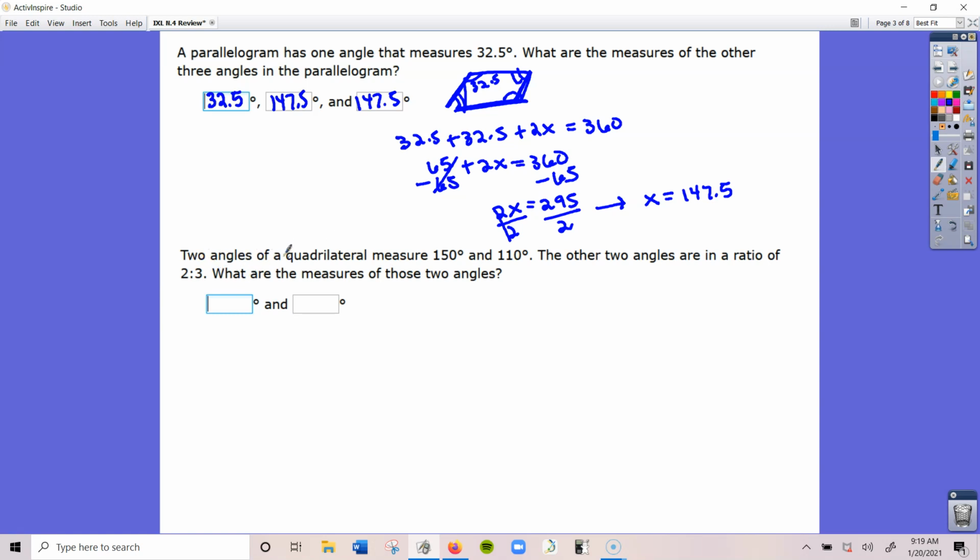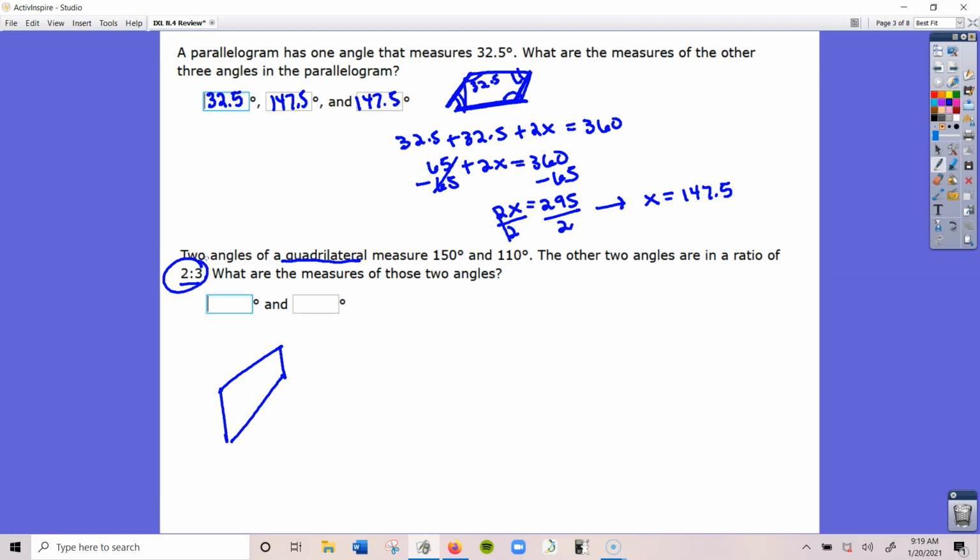This next one, 2 angles of a quadrilateral measure 150 and 110. The other 2 angles are in a ratio of 2 to 3. What are the measures of those 2 angles? Now here it doesn't tell us a parallelogram, it says a quadrilateral. So all of these angles could be different because it could be like a weird looking shape. It doesn't necessarily have to be any of those that we've looked at before. So all of these angles could be different. But if you were to add all of those angles together, it would still give you 360.